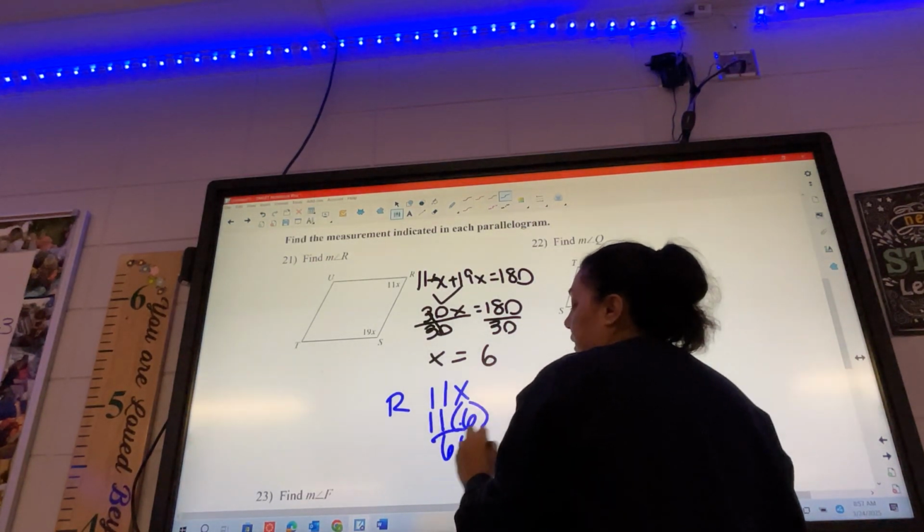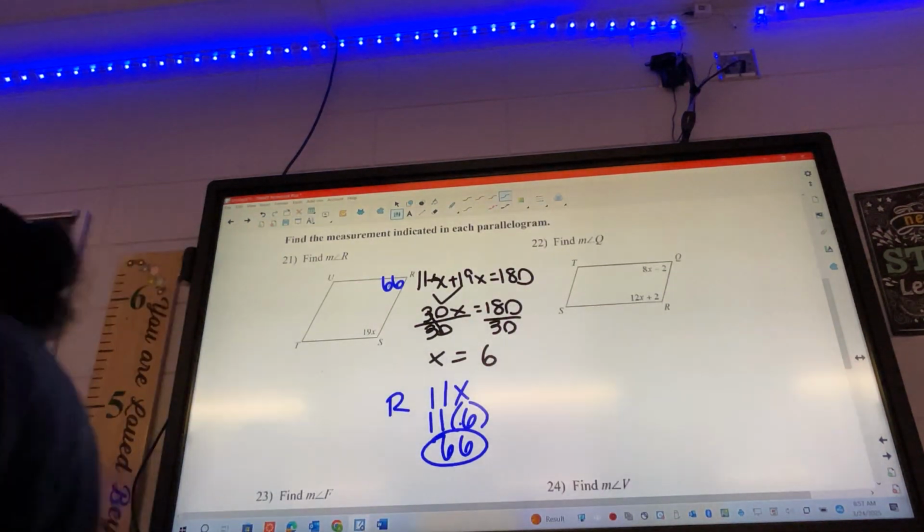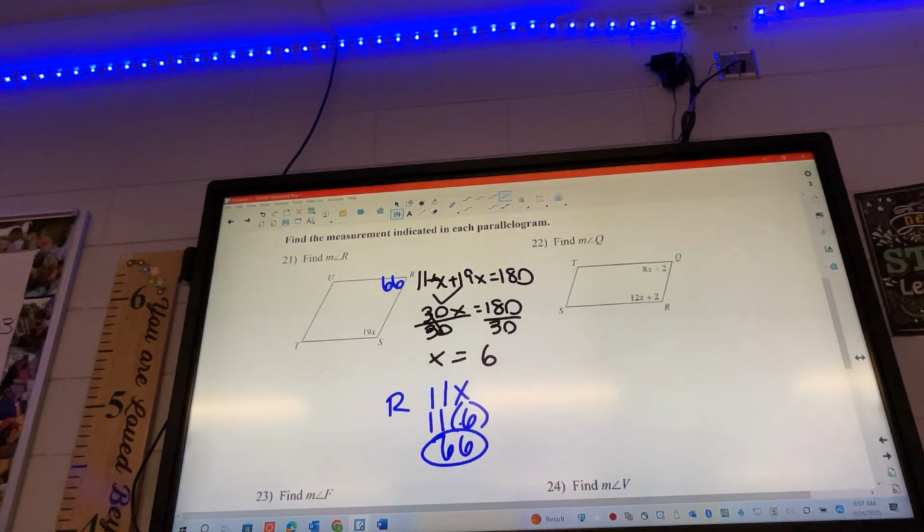Okay, and so that would give us 66. If r is 66, what is the other one that's 66? T, T is also 66. How could I find u? 180 minus 66. That's okay. And so, yeah, we could figure the rest out from just one.